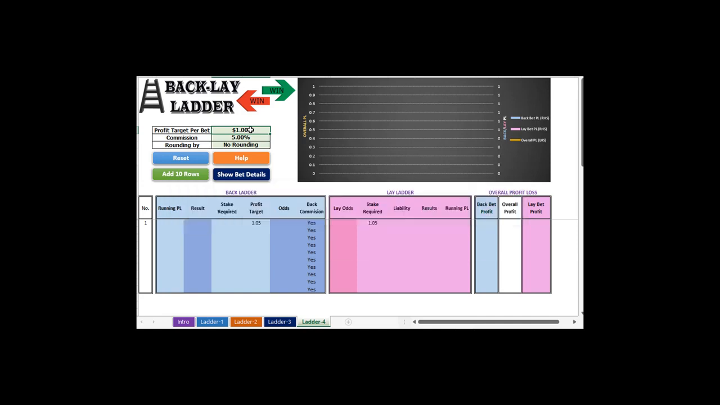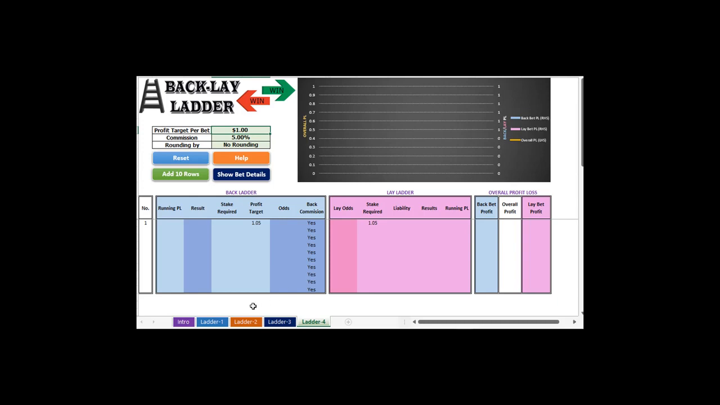So thanks for watching this, and I hope it gets you enthused into getting into the back lay ladder. If you're sitting down watching races and that, it's a great way to slowly build your bank. And I use favourites in this, but you can use your own selections, whatever. If you've got a good strike rate on the selections, then do that.